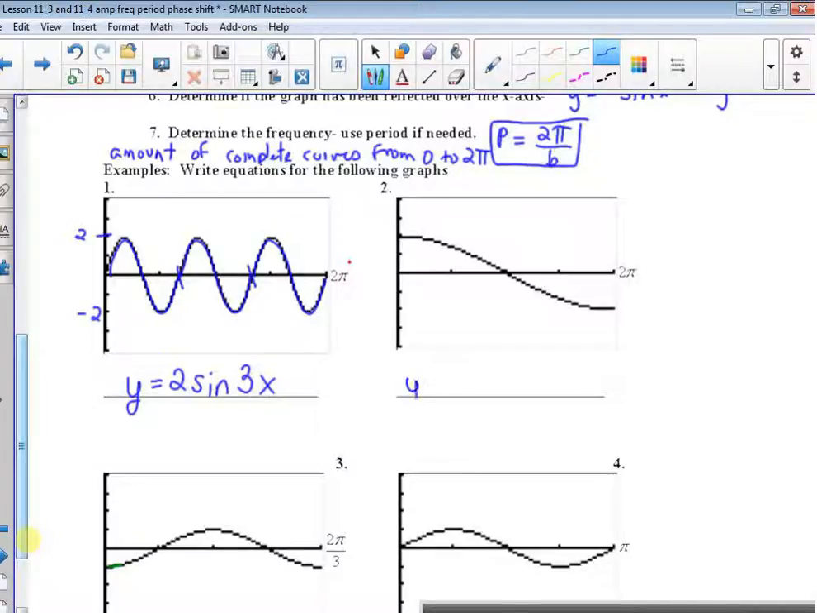Number 2, this one is starting at 1, so it's a cosine. The amplitude, it's starting at 2. So that happens to be my amplitude, so 2 cosine.